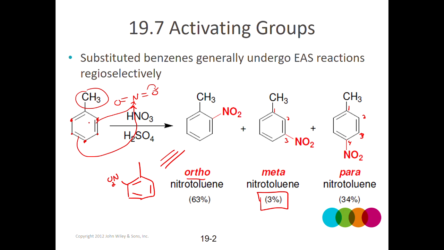I would normally expect to see twice as much ortho and meta as there is para, statistically. Or 2/5 of the product would be ortho, 2/5 would be meta, and 1/5 would be para. But that's not what we see.